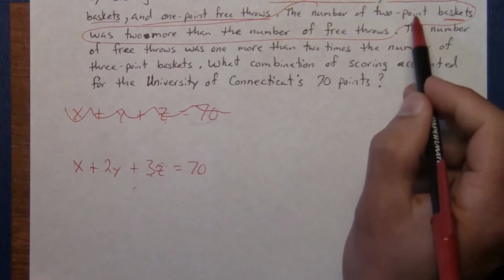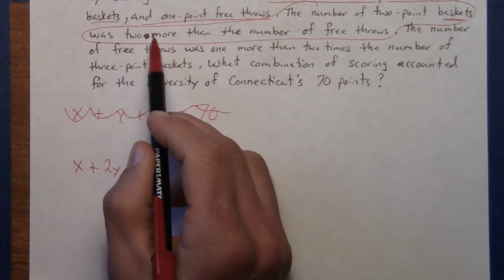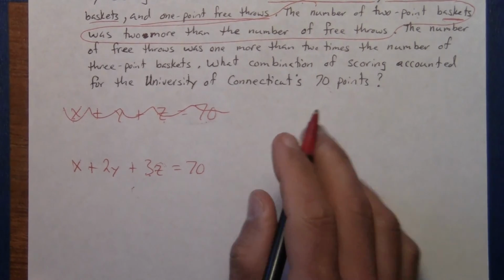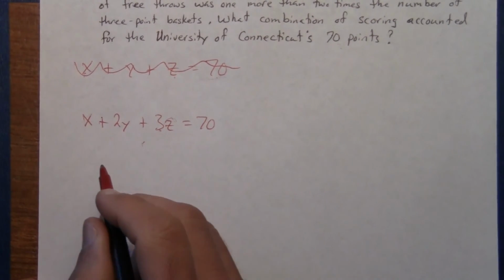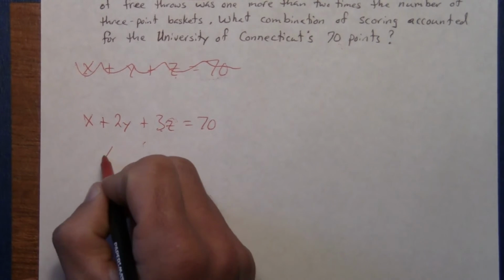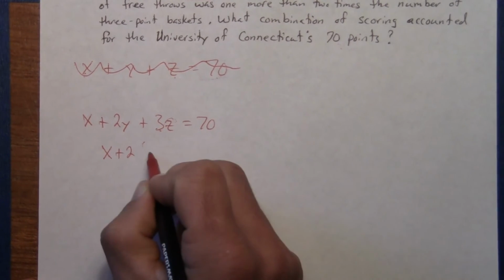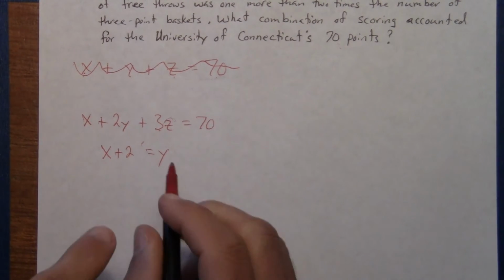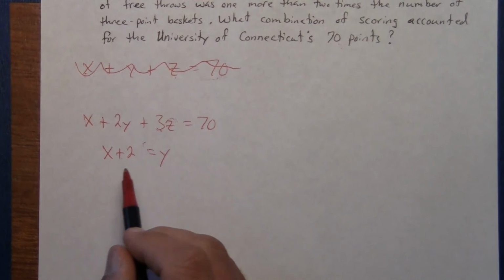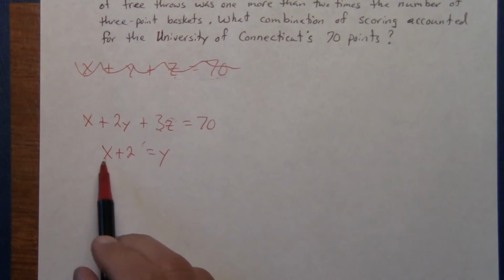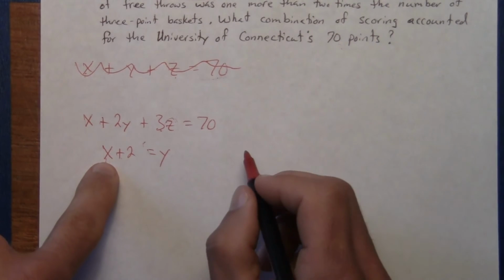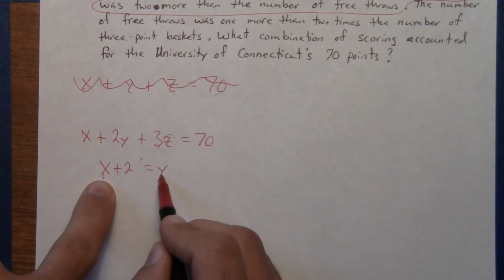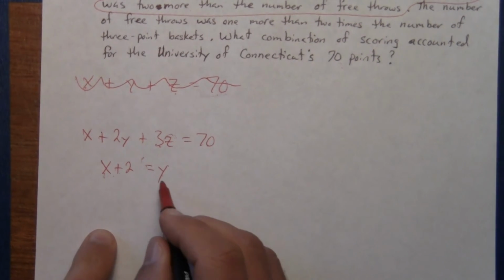All right, it says the number of 2-point baskets, which is Y, was 2 more than the number of free throws, which was X. And this always kind of confuses people. So it's 2 more than the number of free throws. Well, here's free throws. It's 2 more than that, and that's what the 2-point baskets were. If you're not sure if you did that right, because I see a lot of times it'll be Y plus 2 equals X, plug in a number for X. So for example, let's say X is 3. That means Y is 5. Does that make sense? If X is 3, is Y 2 bigger than that? It is. All right, so there's the second one.